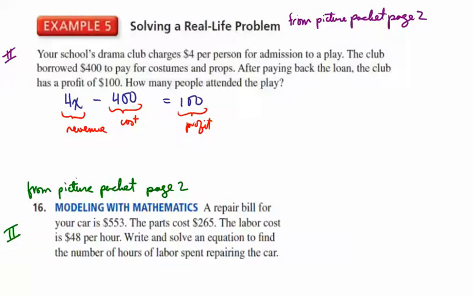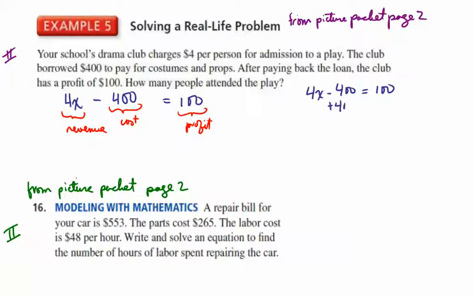And this is a very important type of equation. Revenue minus the cost equals your profit. How much you take in minus how much you had to spend to be able to take in that money. When you subtract those two, you're going to get how much money you made in the process. So let's go ahead and work this out. We have 4x minus 400 is equal to 100.